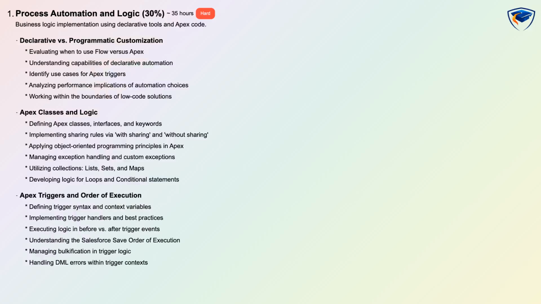You will learn Apex classes and interfaces, sharing rules with sharing and without sharing, collections, exception handling, and object-oriented principles, plus trigger syntax, handler patterns, bulkification, save order of execution, and DML error handling. Practical skill here means implementing scalable, maintainable logic and judging when to stay low code and when to code.